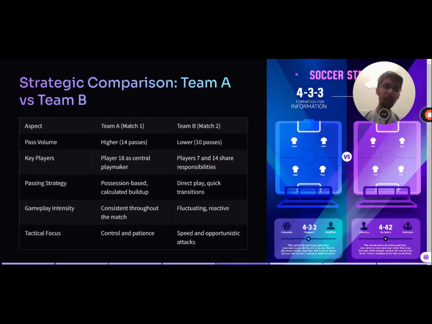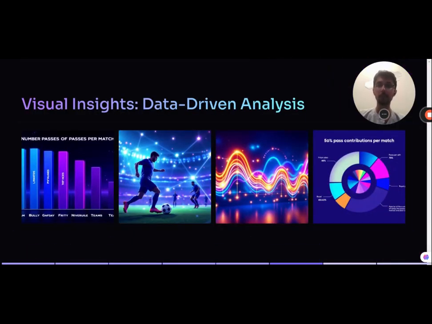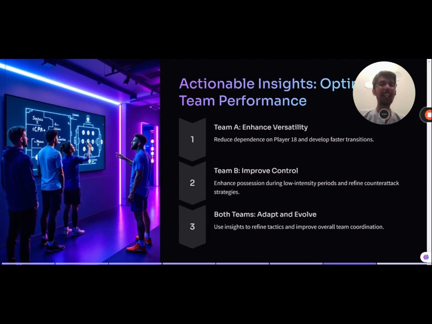Moving on, we have a strategic comparison based upon the data that we have gotten from the program. We can see that team A has a higher pass volume, while team B has a lower pass volume, which fits into their play style, where team A is more focused on possession and calculated build up, while team B is focused on direct play, quick transitions, and reactive movements. Team A's tactical focus is on control and patience, while team B focuses more on speed and opportunistic attacks.